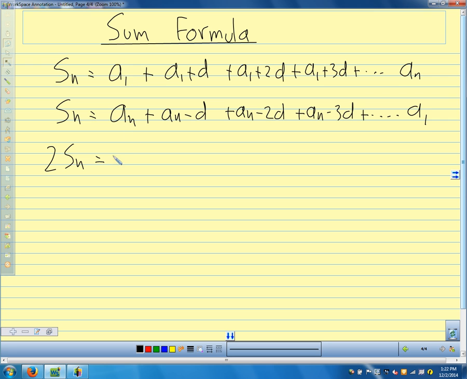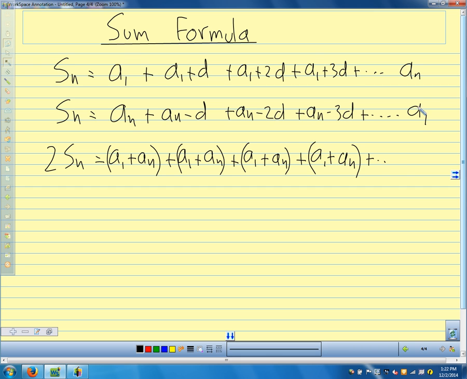And when I add these together, I get a sub 1 plus a sub n. I'm going to put these in parentheses. Plus, these two go away, and I get an a sub 1 plus a sub n there. Plus, add these two together, I get an a sub 1 plus a sub n there. Plus, add these two, I get an a sub 1 plus a sub n there. And all the way plus dot dot dot, and I'm going to say a sub 1 plus a sub n.